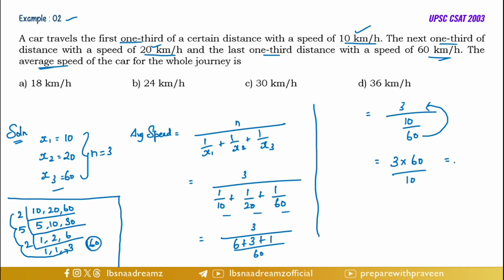6 3s are 18. 180 divided by 10. So 0 and 0 is equal to 18 kilometer per hour. So option A is the right answer. Yes, option A is the right answer.